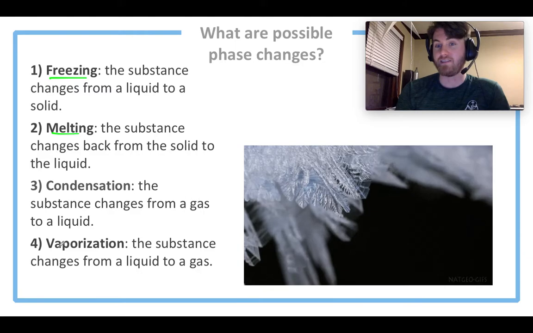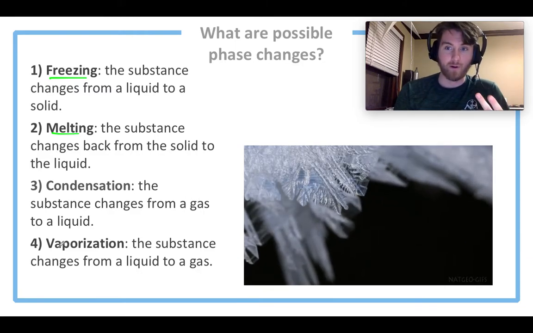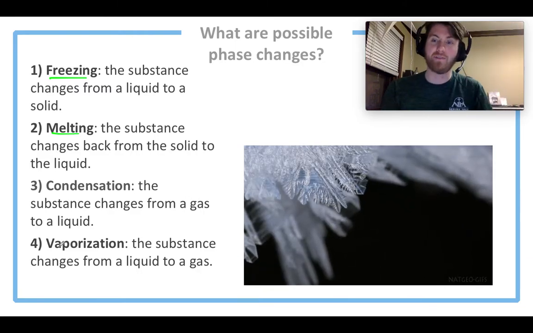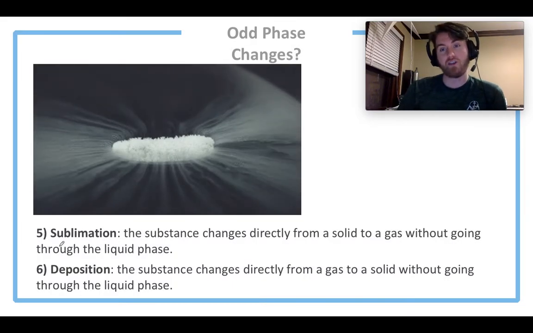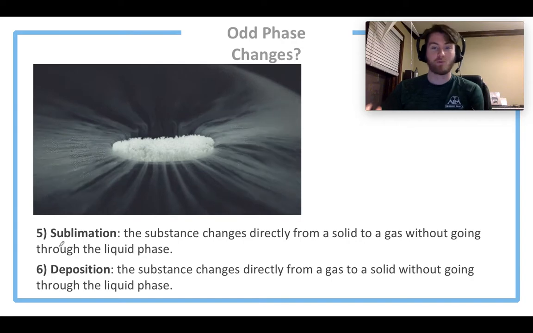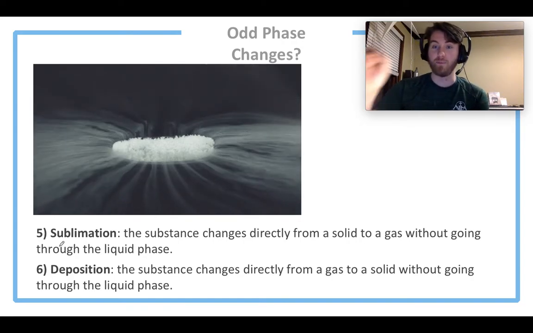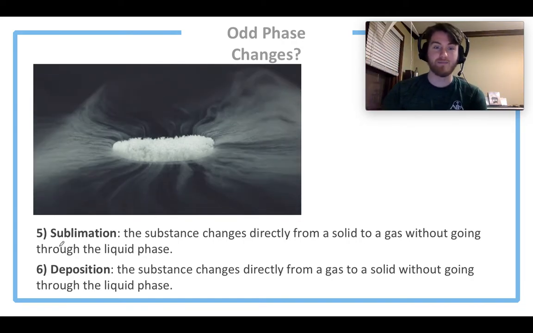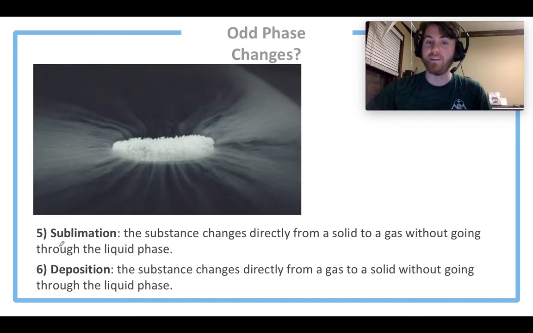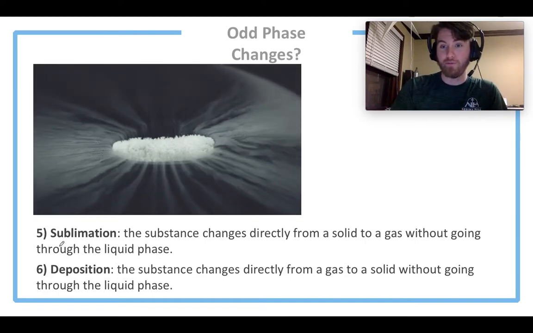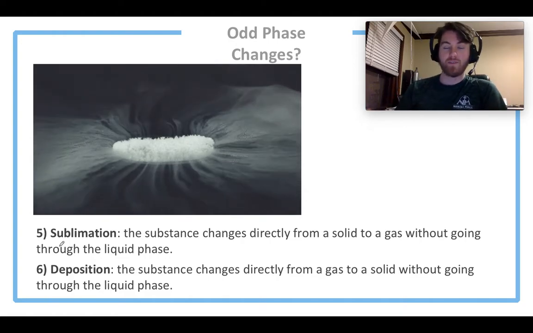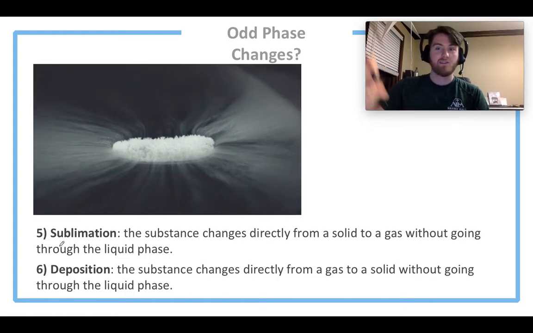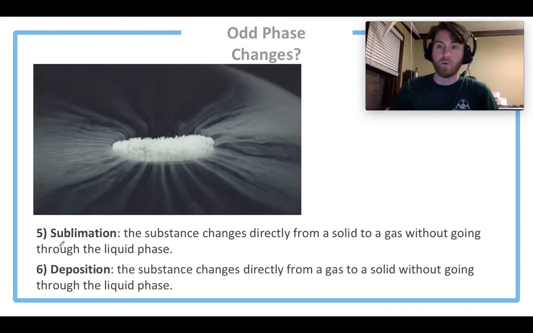There's 6, because in reality, there's 2 more that are very uncommon, but you need to know of. These 2 are sublimation or subliming. It's whenever a substance changes directly from a solid to a gas, much like the dry ice, the carbon dioxide here that I have shown. Or deposition, depositing, is whenever it goes straight from a gas to a solid, like frost in the morning.